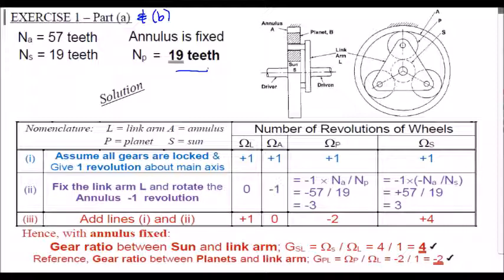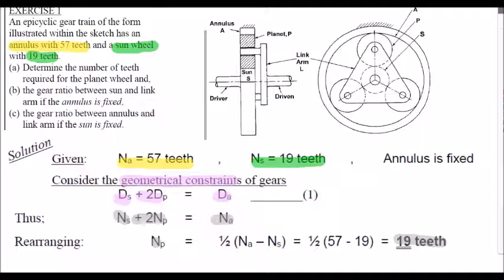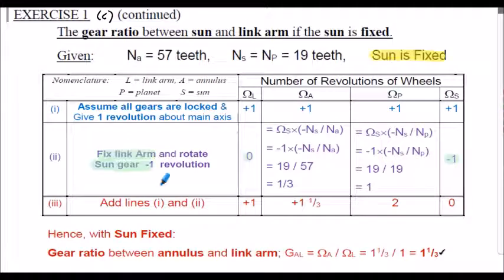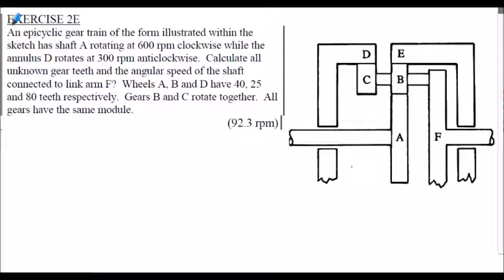Now what I would like you to do is to have a go at part C. Part C, the gear ratio between the annulus and the link arm with the sun being fixed. When the sun is fixed, the gear ratio between the annulus and the link arm, I think that's what the question wanted us to find, is 1 1/3 from the table above. It's a positive sense.